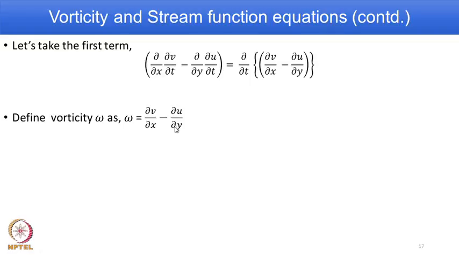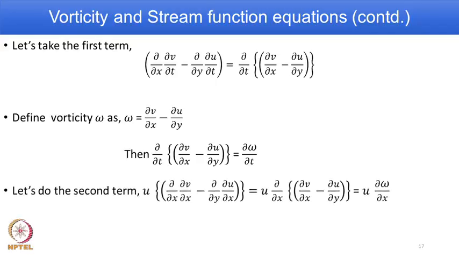So, if you substitute omega into this expression, then you get ∂/∂t of omega. So, this is the first term in the vorticity transport equation, the time derivative term. We will extend this procedure to the second term, which is a convective term.